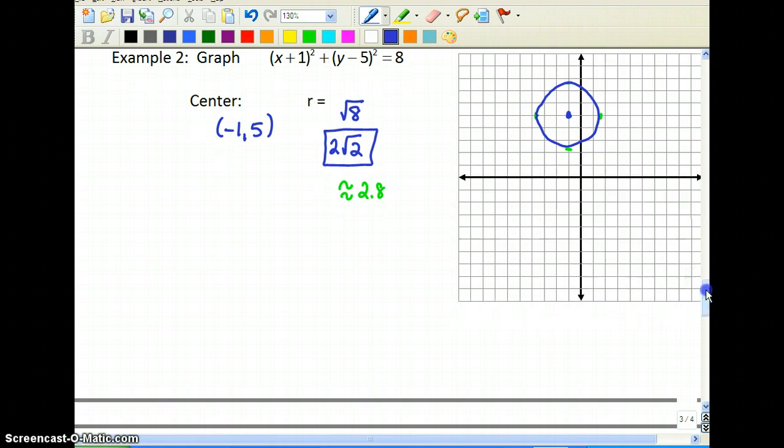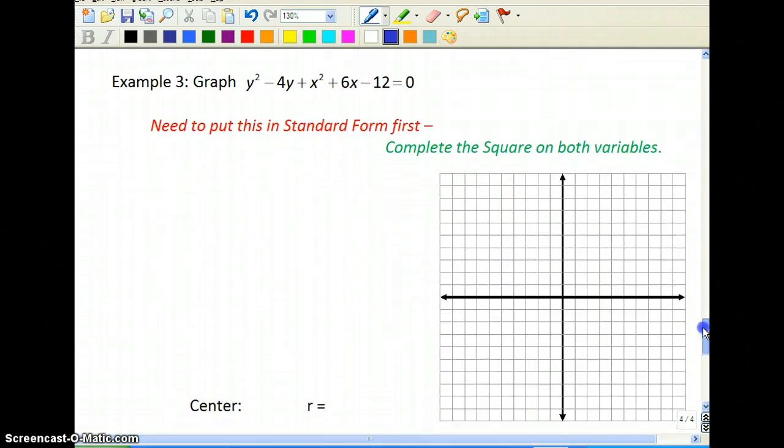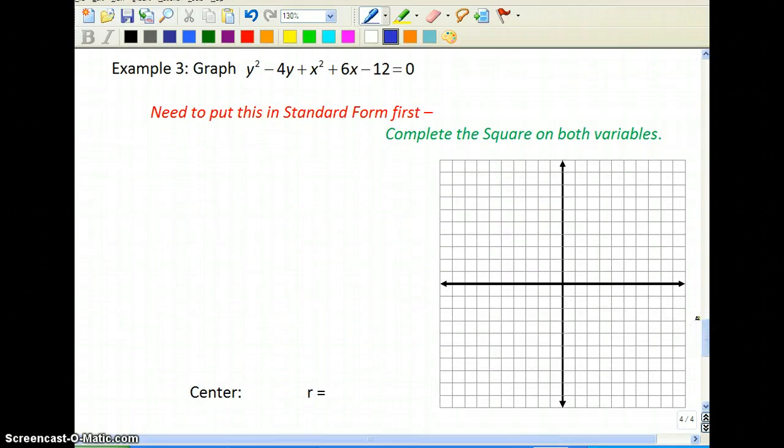So what makes it a little bit harder is when they don't give it to you in standard form. So we have to first put it in standard form, and the way we do this is by completing the square. We have to complete the square on both variables. So you need to organize. We've got x squared plus 6x, because I like to put my x stuff in the front. Leave a space, plus y squared minus 4y.